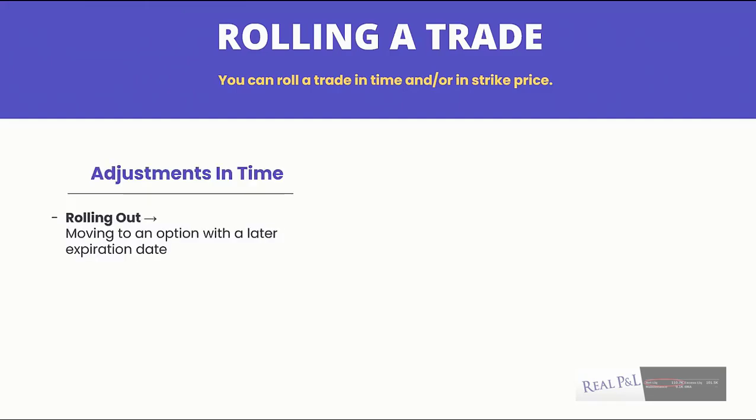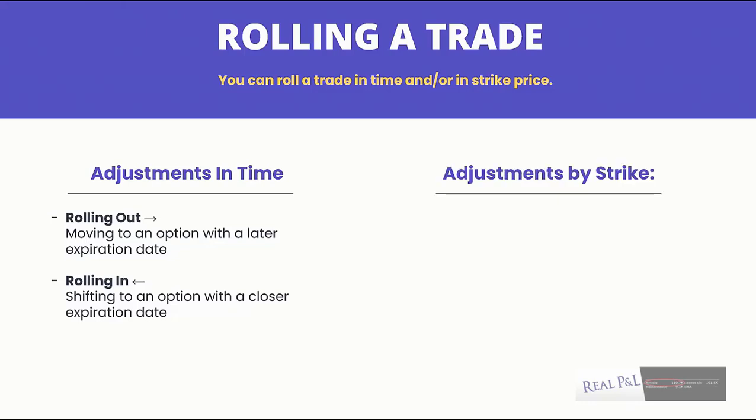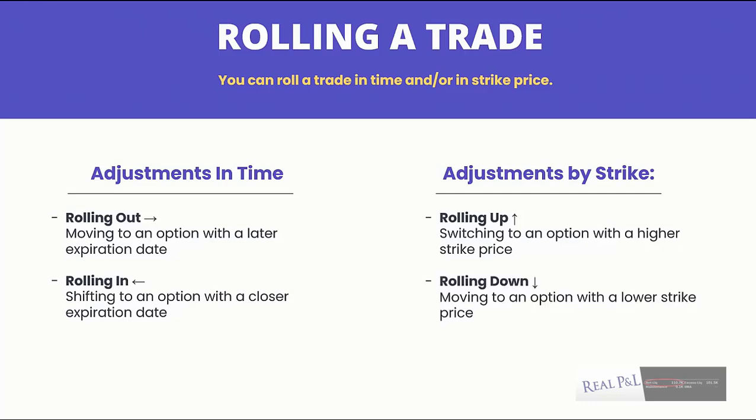Adjustments in time. That would be rolling out, moving to an option with a later expiration date. Rolling in would be shifting to an option with a closer expiration date. Adjustments by strike. Rolling up, switching to an option with a higher strike price. Or rolling down, that would be moving to an option with a lower strike price.